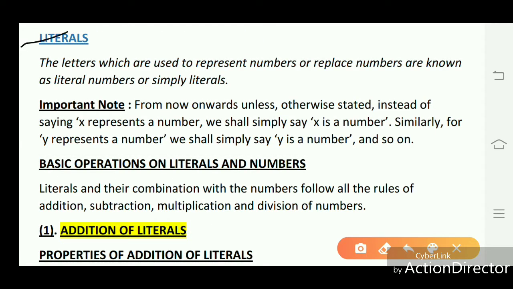Now literals. The letters which are used to represent numbers or replace numbers are known as literal numbers or simply literals. Important note: from now onwards, unless otherwise stated, instead of saying x represents a number, we shall simply say x is a number. Similarly, for y represents a number, we shall simply say y is a number, and so on.